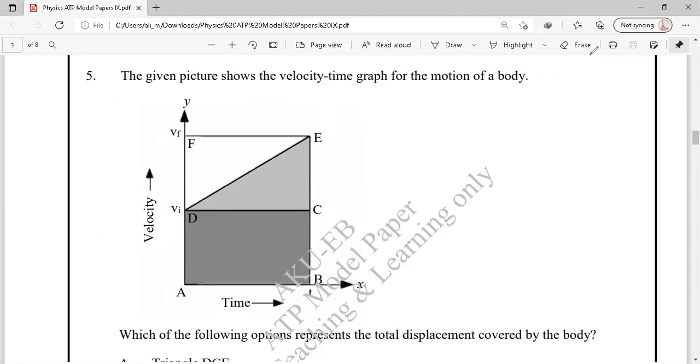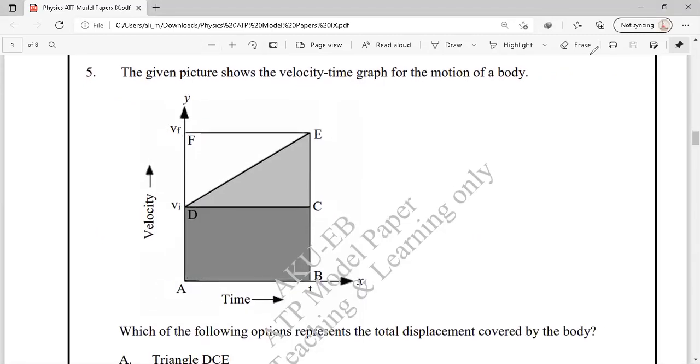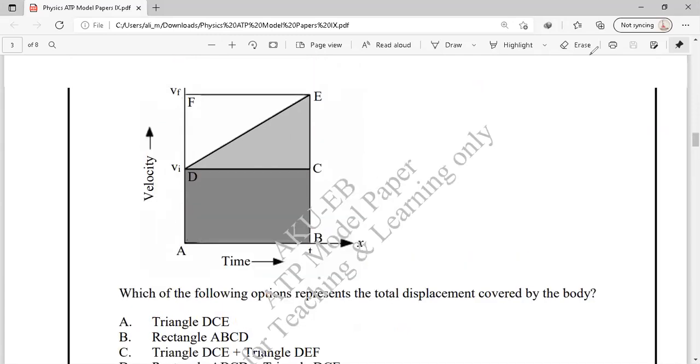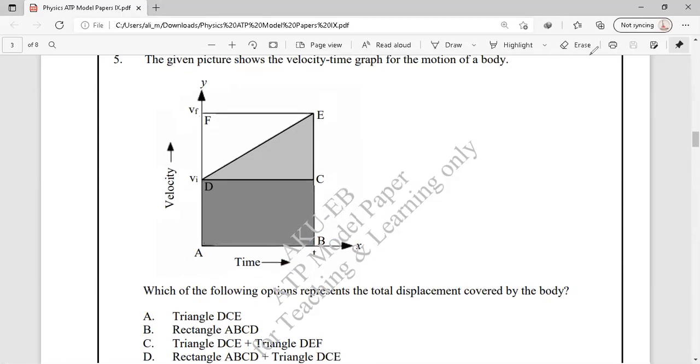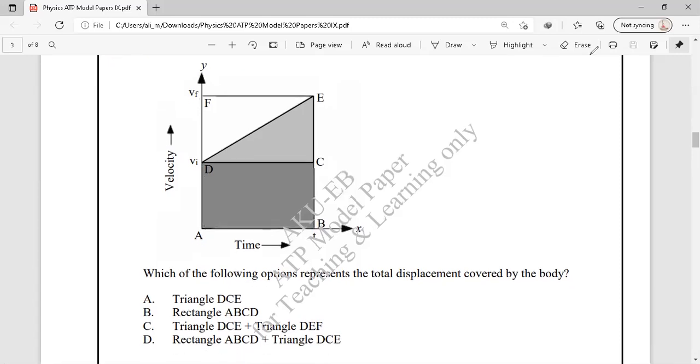Let's come to our question number 5. And in question number 5, the given picture shows the velocity time graph of a motion of the body, and which of the following options represents the total displacement covered by the body. So we know that the distance covered by the body or the displacement covered by the body is equal to the area of the curve.